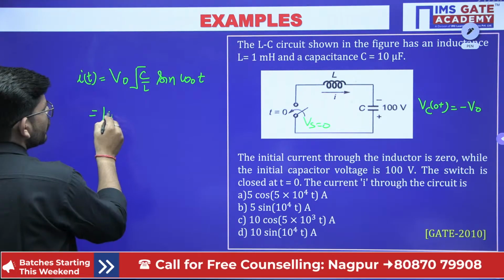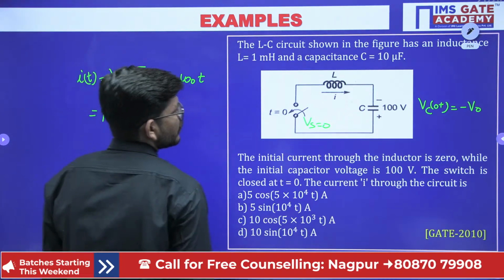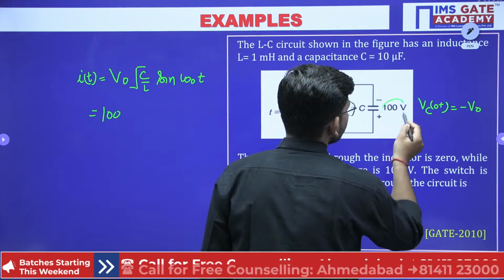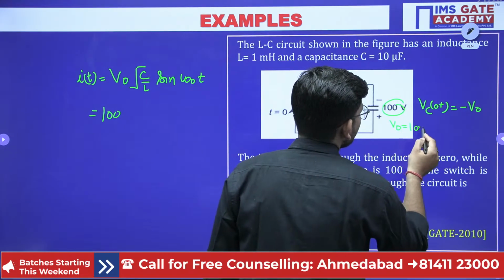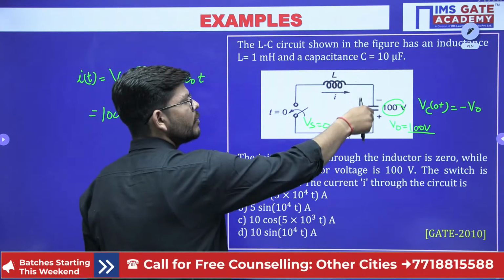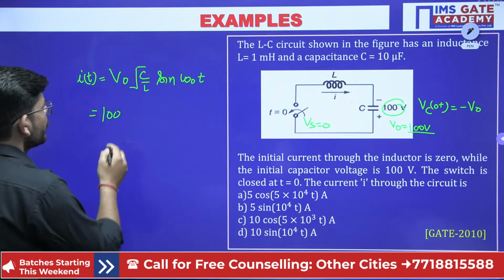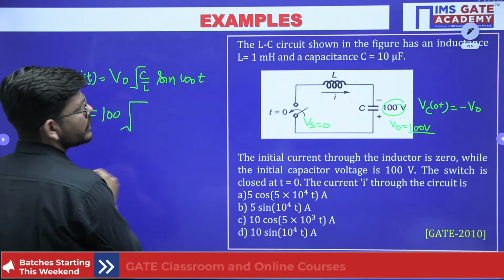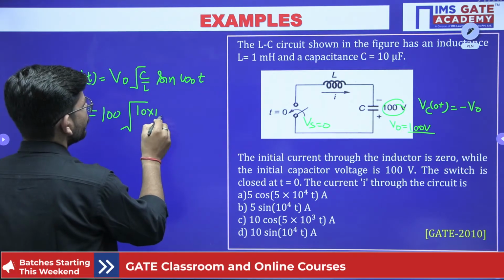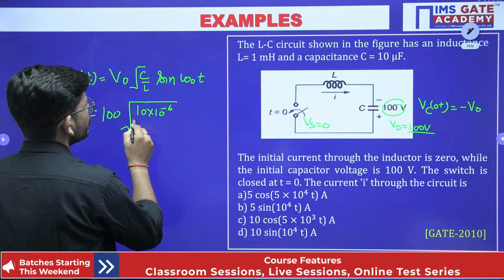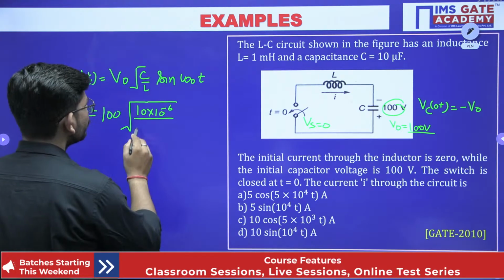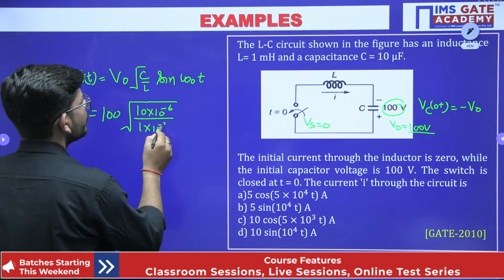So what is V naught? V naught is given as 100 volt. This is the initial voltage which is given, 100 volt. But looking into the polarity, we will get whether the value is positive or negative. Now under root C, the C value is 10 microfarad, and what is the value of L? L value is 1 millihenry.